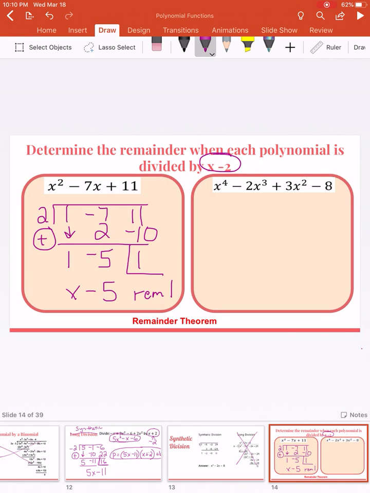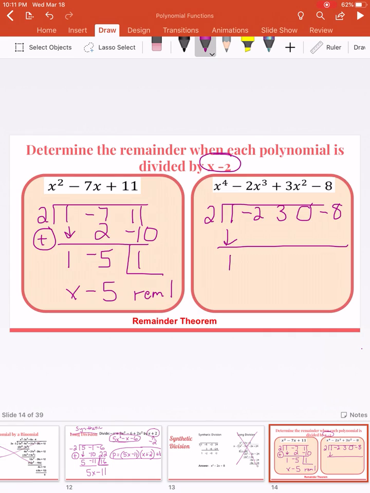My next one. Here we notice that we are missing a term. We're missing an x here. So when I go to divide, again, I'm going to take my 0 of the factor. I have a coefficient of 1, a coefficient of negative 2, a coefficient of 3, and then where the x would be, I'm going to put what we call a 0 placeholder in, and then a negative 8. And then it's the exact same thing.